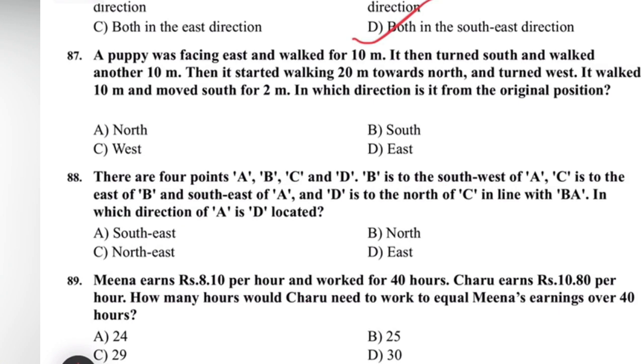Coming to question number 87. A puppy was facing east and walked for 10 meters, again a direction question. The answer is option A, north. There are 4 points A, B, C and D. B is to the west of A. That's also, students, very easy. Answer will be option C, northeast. Northeast is the answer.